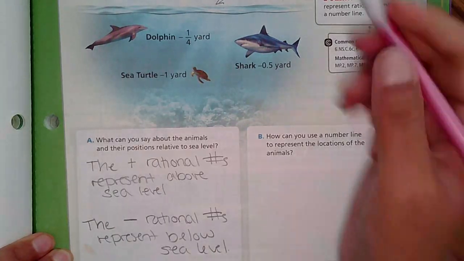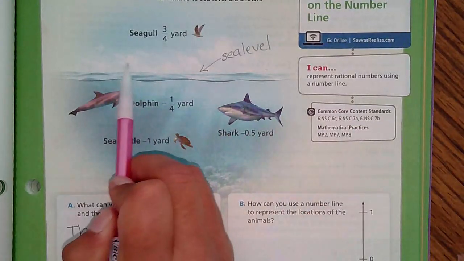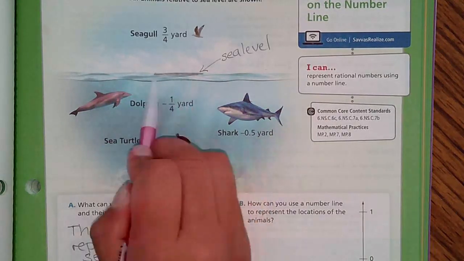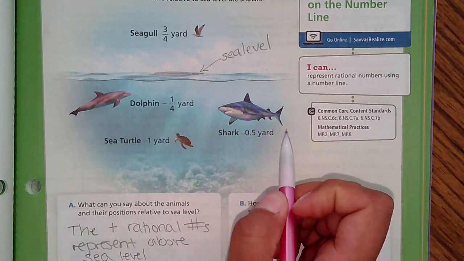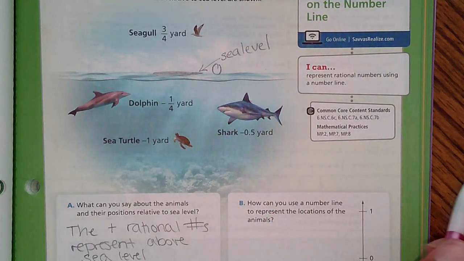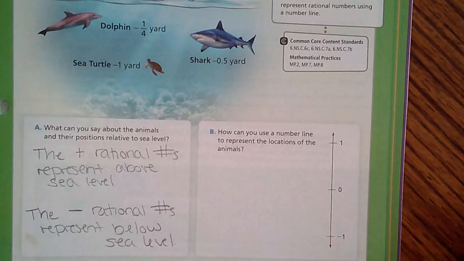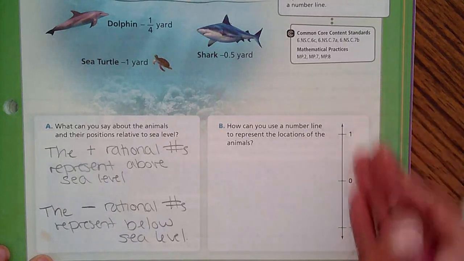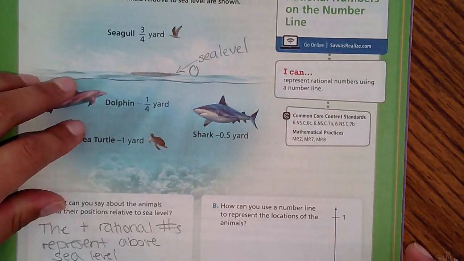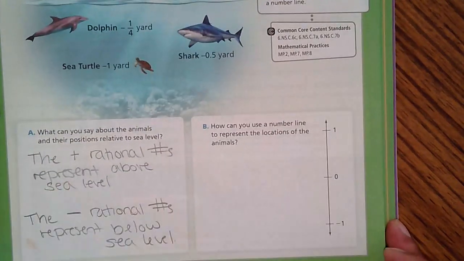So if we think about this in terms of a number line, these are negative. These ones up here, which is only one, is positive. So what would sea level represent as a number? Well, that would be the 0. Sea level is 0. So in part B, it says, how can we use a number line to represent the locations of the animals? So what we're going to be doing in this lesson is looking at rational numbers and figuring out where they belong on a number line.